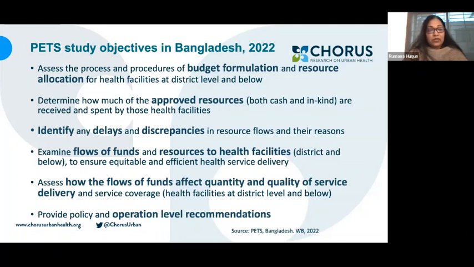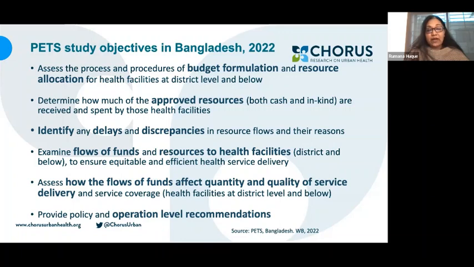And this public expenditure tracking determined how much of the approved resources, both cash and in kind, reached the facilities. I'm giving this example because when we say resource flows, it is not always only financing. It can be human resources. It can also be drugs and logistics, medicine, surgical equipment. The definition can be broader, so we have to define the scope. In Bangladesh, we looked into both cash and in-kind resources that were sent from the center, what is received at the facility level, and how the facilities spent those.